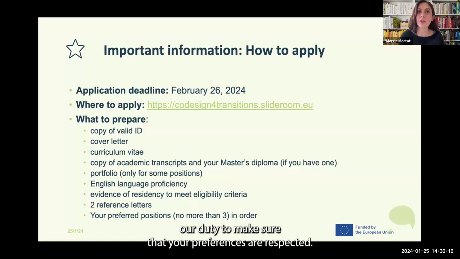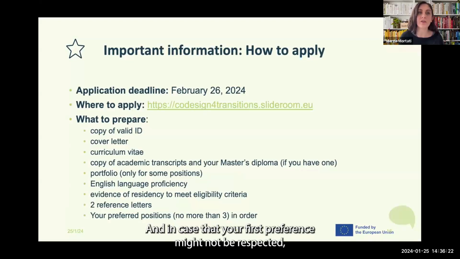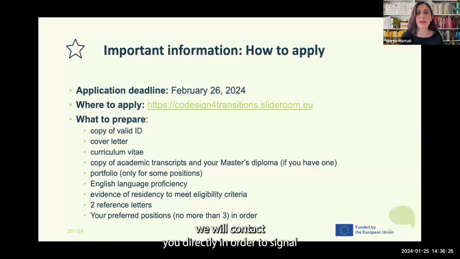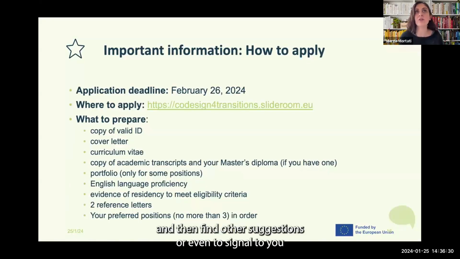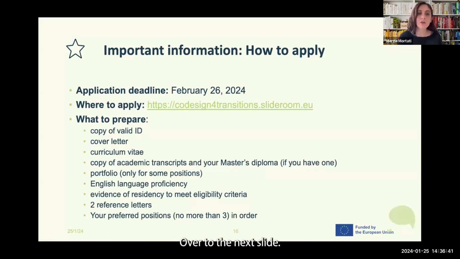Then it will be our duty to make sure that your preferences are respected. And in case your first preference might not be respected, we will contact you directly in order to pinpoint other suggestions, or even to signal to you whether we think it would be more appropriate for your profile to try and apply for another of the 13 positions. Over to the next slide.